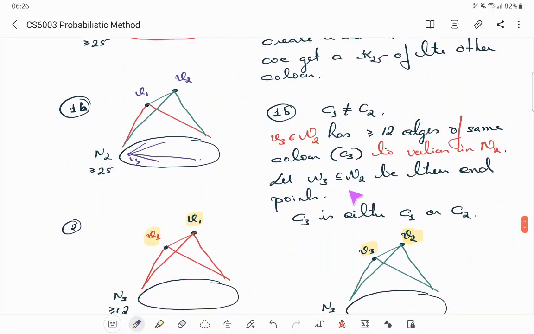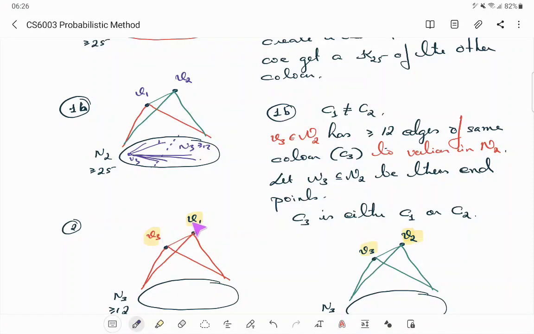So we are going to pick this further subset N3. The property of N3 is that it is of size at least 12 and all the edges from V3 to N3 are of the same color. Now, if this color from V3 to N3 is red, the first color that you pick, then you get this kind of a picture. Now you kind of ignore V2. Instead of V2, you have V1 still.